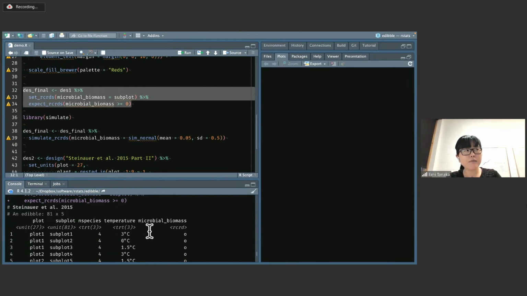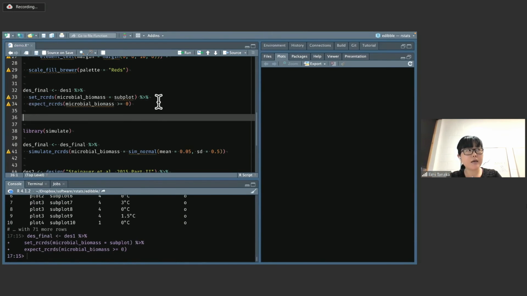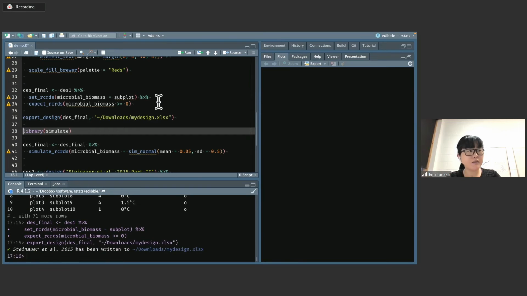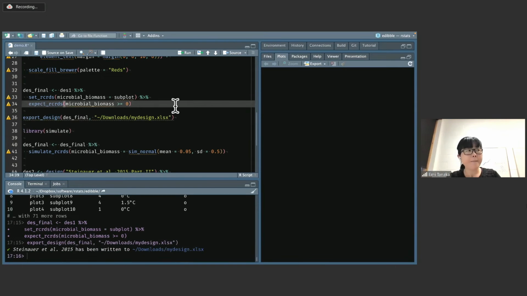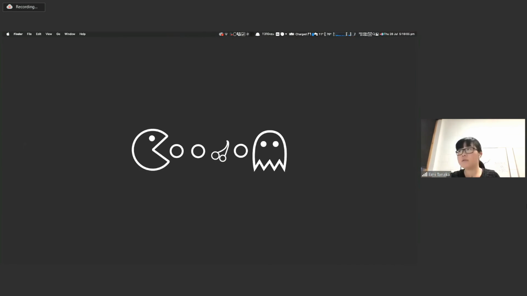But if you save this, and let's say I'm going to export this design now. The file name, put it in the downloads folder, my design.xls. Now it's been written out. So let me open that for you to see.